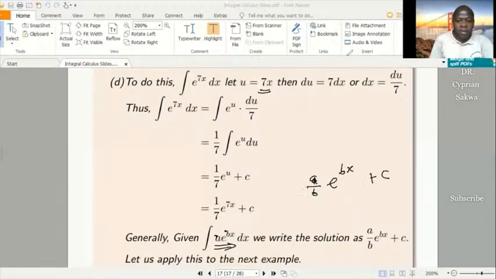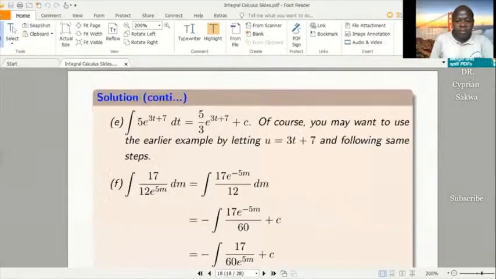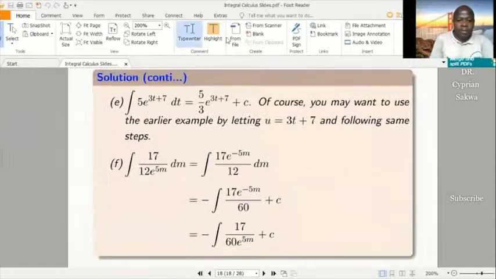I want to do that in the next example, so that we reduce on the workings. In this next example, I have 3t as the power, and I have 5 here as a constant. So this 5 is my a and this 3 is my b. This 5 over this 3, and the rest remains. But if you want to do it the same way we did the other example, you can still do it, where you would say let u be 3t plus 7. And remember that after doing this, you have to differentiate both sides to get du equal to 3 dt.